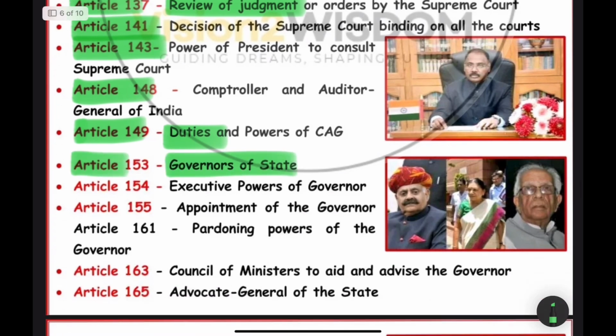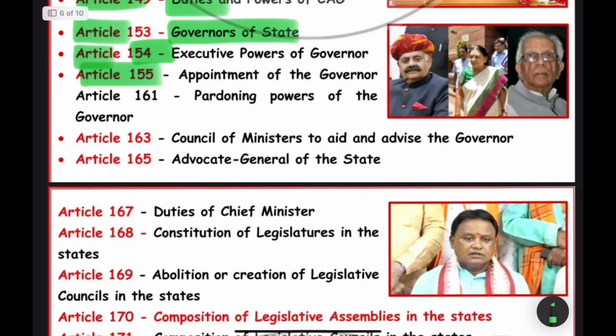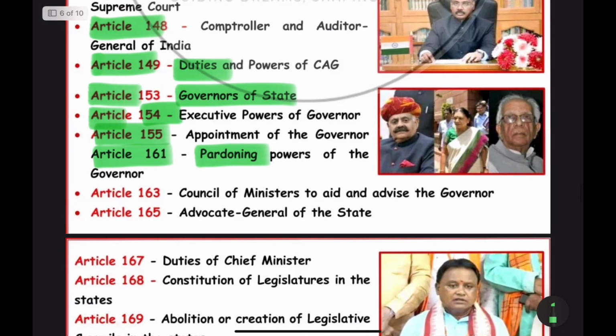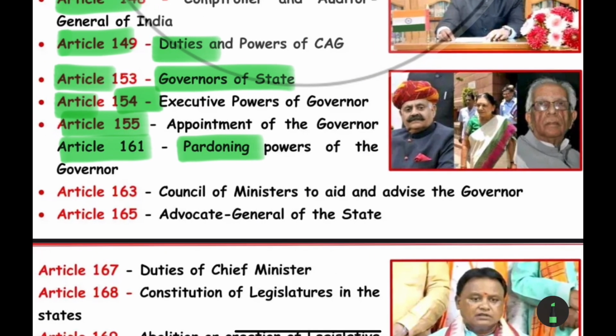Now we are entering into the states. Article 154 is the executive power of the governor. Article 155 is the appointment of the governor. Article 161 is the pardoning power of the governor. We already discussed the pardoning power of the President; here the pardoning power of the governor is Article 161. Article 163 is the council of ministers of the states, giving aid and advice to the governor.